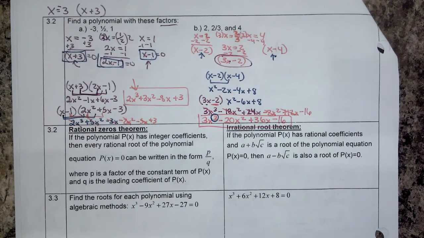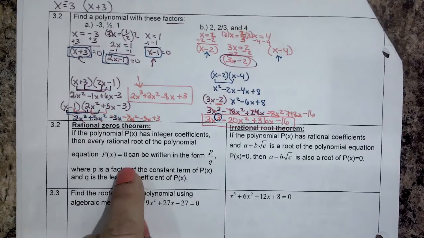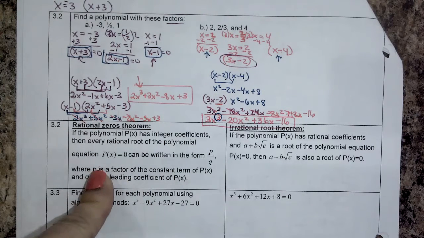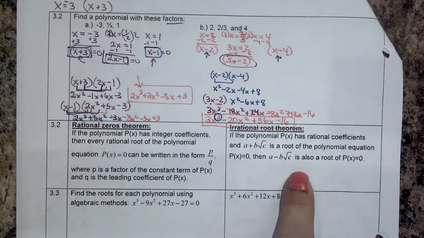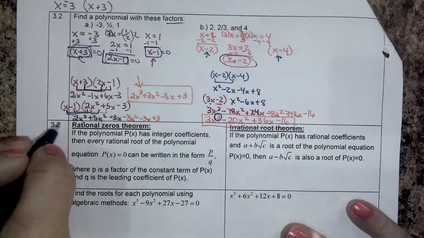Let's look at 2 more things here. One thing is the rational zeros theorem. Actually, these should be in 3.3, so we'll hold off and do those in 3.3.